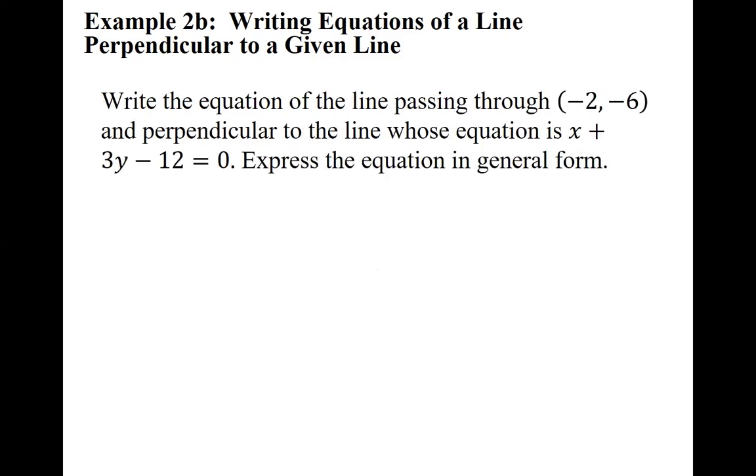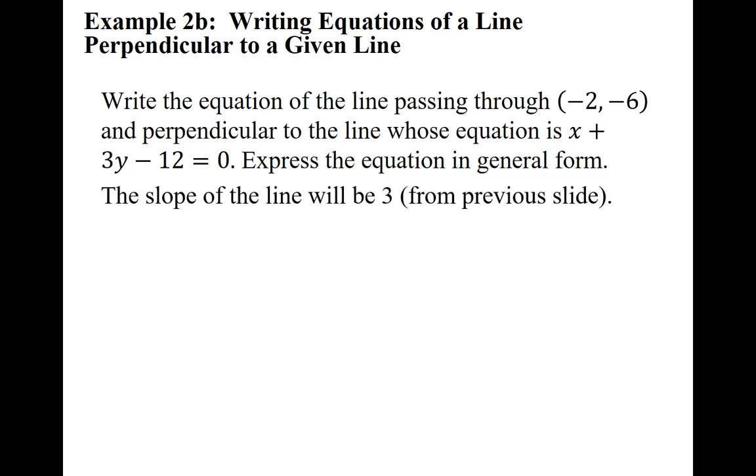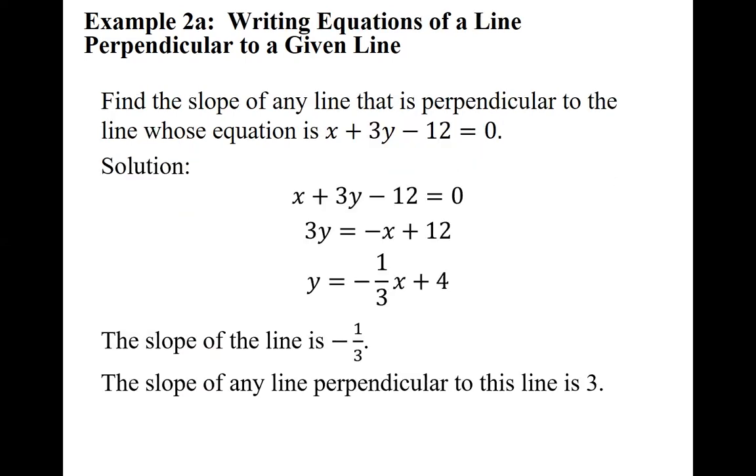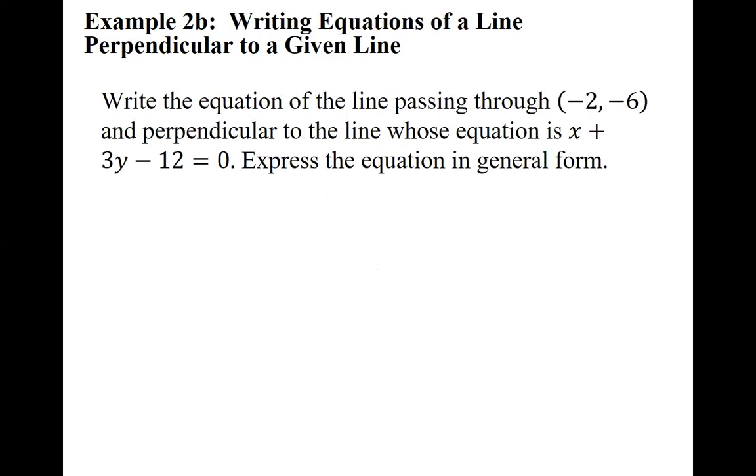Now that we know how to find a perpendicular slope, let's write the equation of the line passing through -2, -6 and perpendicular to the line whose equation is x plus 3y minus 12 equals 0. Express the equation in general form. Well, to start this, we would need to find the perpendicular slope, and gosh, this equation looks familiar. The slope of that line is going to be 3 from the previous example. To refresh, we found that the slope of the given line was -1/3. The perpendicular line is the opposite reciprocal, or +3.